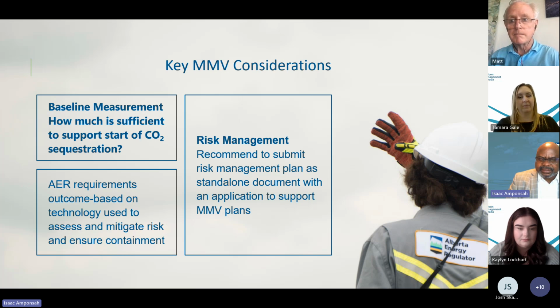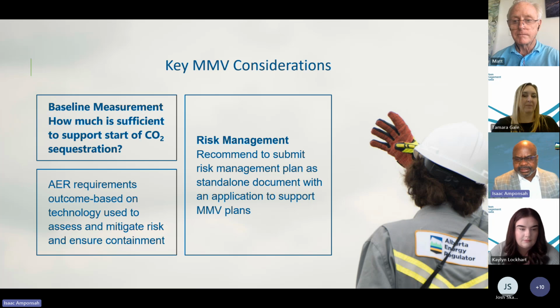I would highlight that each operation will have a risk management plan. This risk management plan is intended for companies to conduct a comprehensive risk assessment to identify hazards associated with their schemes and propose or have mitigation measures in place to address those hazards. Those come in as part of the MMV, which is also part of the application package.